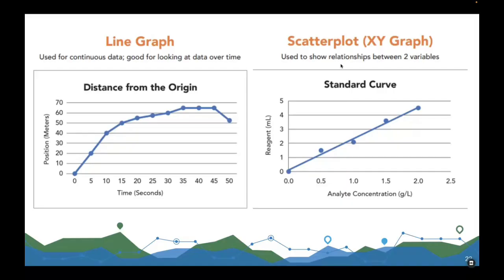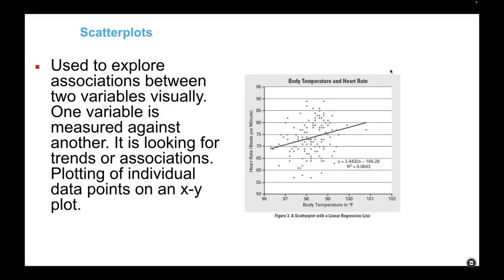All right, so we have different types of graphs for different types of data. Here you can see that a line graph is for continuous data, and scatter plots are to show relationships. So I always try to remember if it's time, use a line graph. And for scatter plots, you want to explore associations between the two variables. Usually one variable is measured against another, and you'll be able to find trends and associations with this type of data.